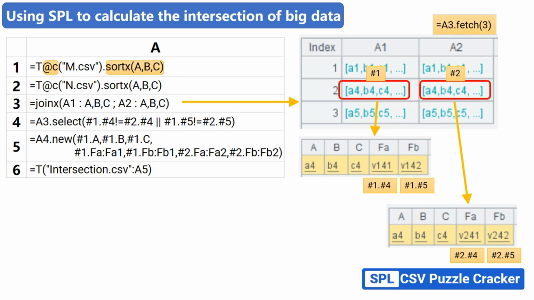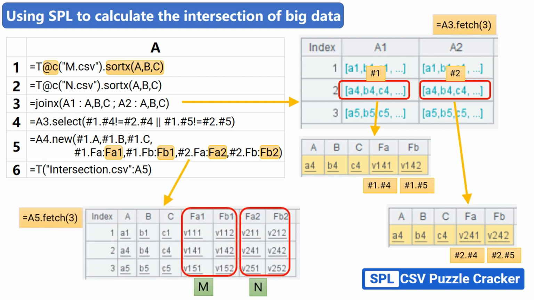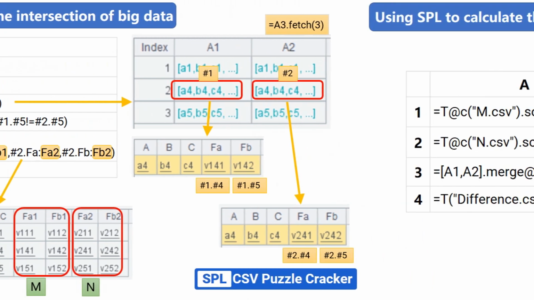A5 uses the new function to organize the filtered results from A4 into the final data structure. M's FA and FB are renamed as FA1 and FB1, while N's FA and FB are renamed as FA2 and FB2. At this point, if you fetch the result in A5, you can see that the data from the two files has been concatenated together. In A6, use the t function to save the A5 result as intersection.csv.